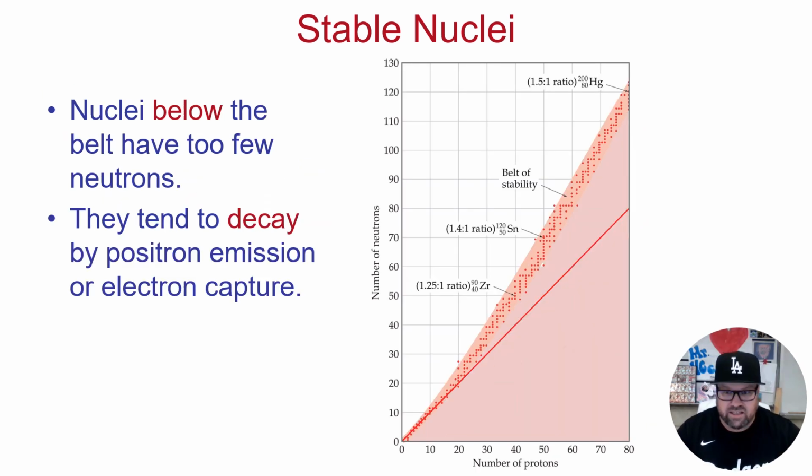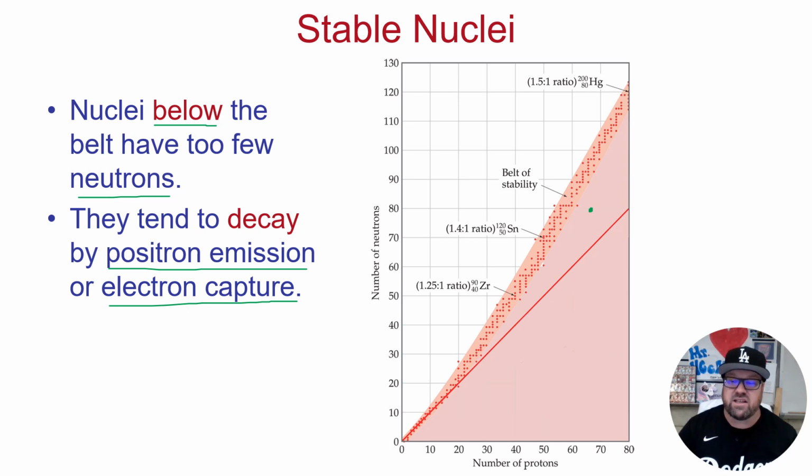Now, on the other side, let's say that you have a nucleus that graphs somewhere here, and your nucleus is unstable. It's below the band of stability. When you're below, you have too few neutrons. You need more neutrons. You need more weight. You're not heavy enough. So these tend to decay by positron emission or electron capture. And once again, I'll talk about both of those processes in a future video where we do actual examples of balancing and writing nuclear decay reactions. But just know that if you're below the band of stability, you've got to get more neutrons, and the way to get more neutrons is positron emission or electron capture.